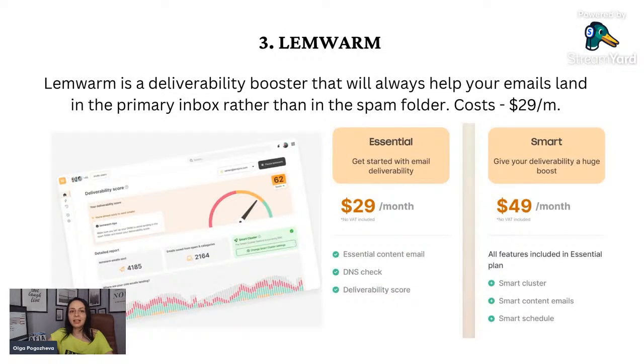Okay, so the next one is Lemwarm, and that is a booster that will help your emails land not in spam, but in the primary inbox. It's like giving your emails and your domain credibility. The cost is $29 per month. You don't really have to buy the more expensive package, that's more than enough. Once you've got your lead base using Sales Navigator and maybe ZoomInfo, which is a little bit costly, but there are other ways to scrape leads from LinkedIn, once you start your cold outreach email campaigns, you definitely want your emails to land in their inboxes and not in their spam, right? And that is what Lemwarm is for.